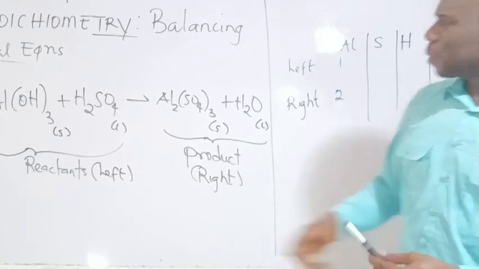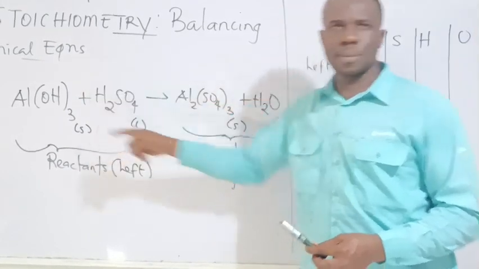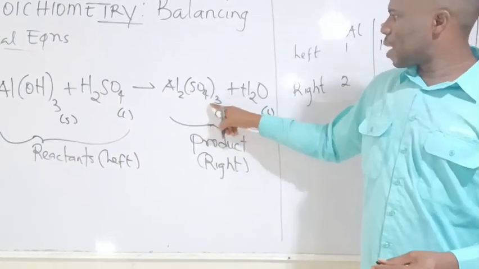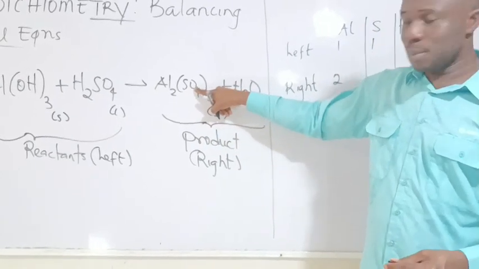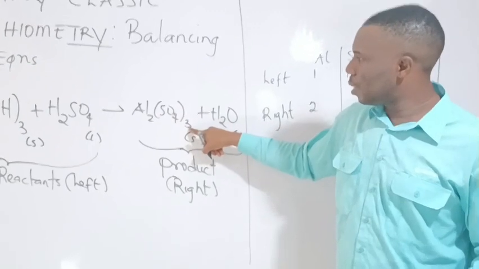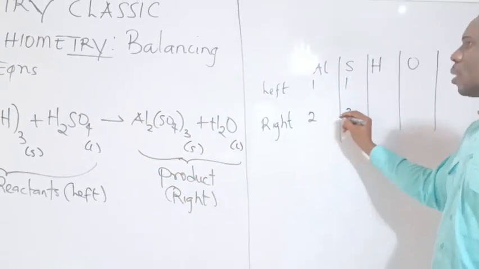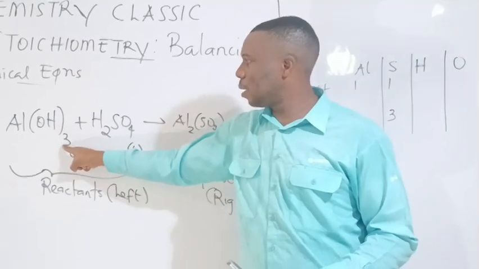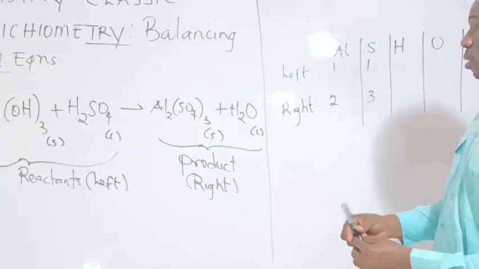Then we go to sulfur. Sulfur is 1 times 1, so it's 1 on the left, and on the right is 1 times 3. This is a subscript, it affects both elements. So 1 times 3 is 3, then 3 times the 1 at the back, the coefficient, that's 3 for sulfur. Then we go to hydrogen, there is a 1 here, times 3 is 3, then 1 at the back, that's 3. So 1 times 3 times 1 is 3.